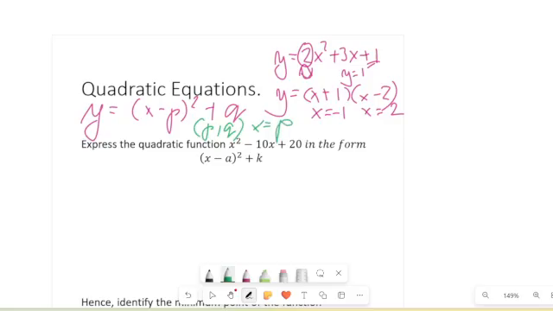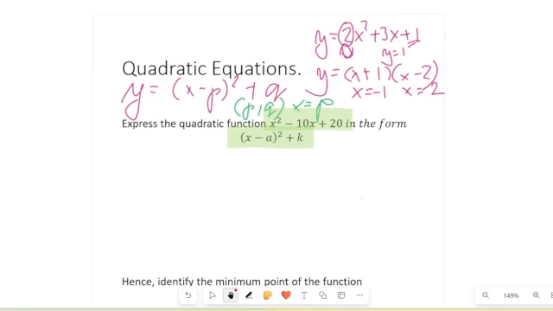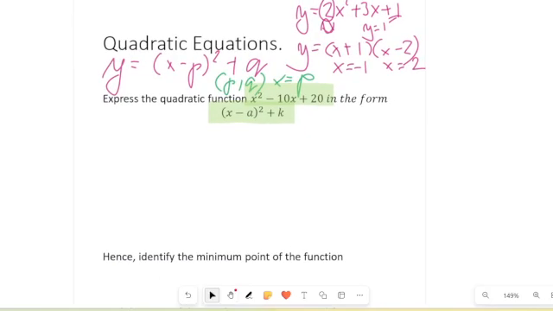But how will I go from the standard to a vertex form? As you can see over here, first of all, what you need to do is definitely completing the square. So what does it mean? I take my x squared minus 10x plus 20, and you always half it and square it, the middle term coefficient.